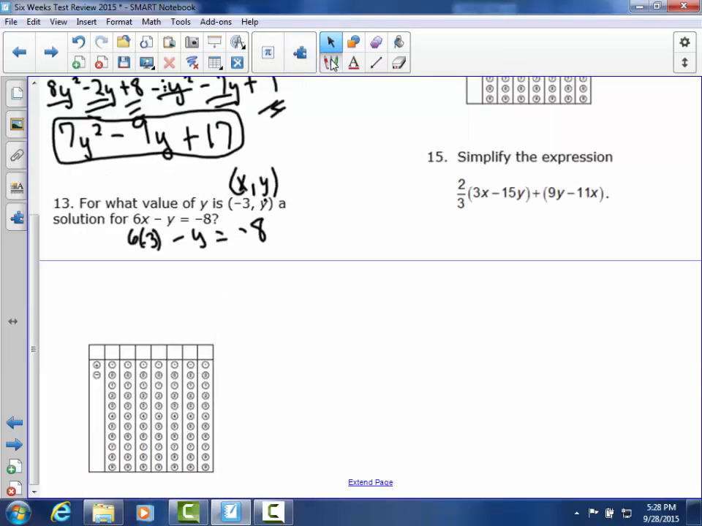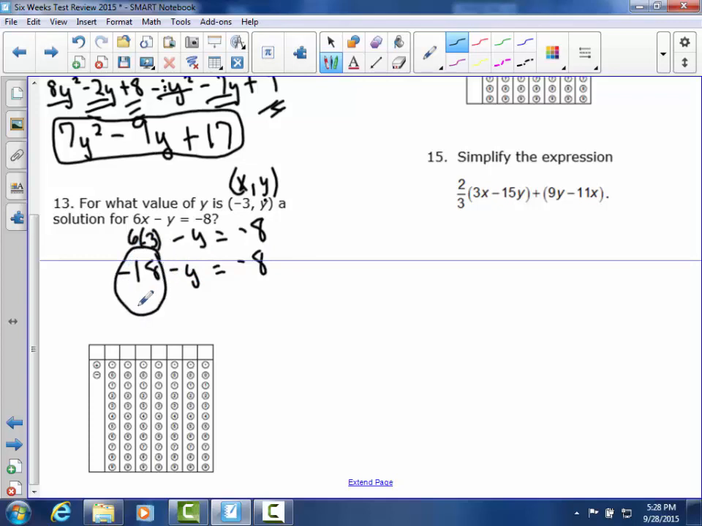So we simplify. That would be -18 minus y equals -8. Y is only located on the left side. There's only that one variable, so we'll remove the -18 by adding 18. And so we know that -y equals 10. There's an understood 1 in front of y, so we divide by -1, and we end up with y. And 10 divided by -1 is -10. So y is equal to -10.